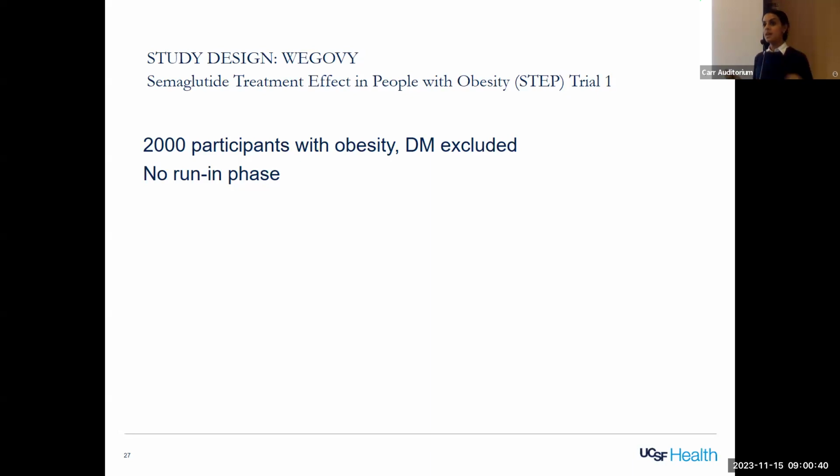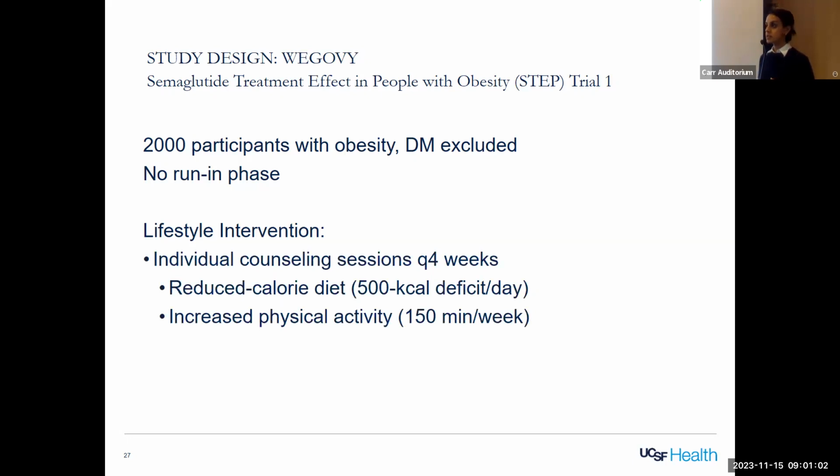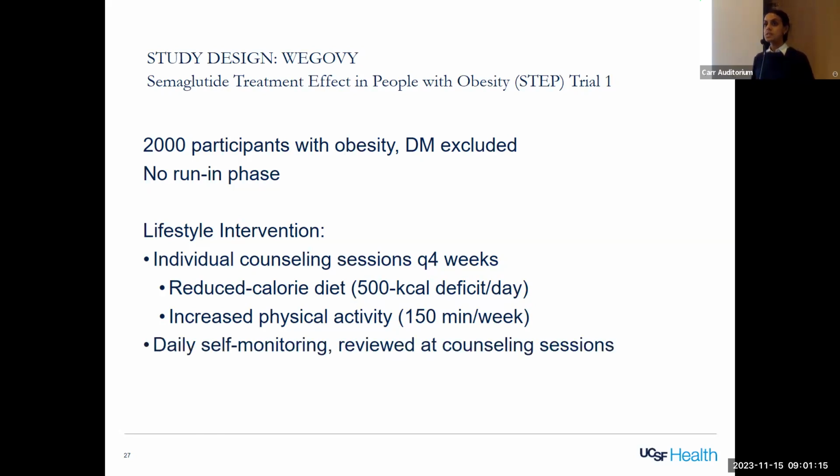However, in the STEP trials, they opted not to do that. So everybody who joined the study was initially and right off the bat randomized to drug or placebo. So there was no criteria to show that you could lose weight through lifestyle change first. However, there still was a significant lifestyle intervention component in the study design. So individuals received counseling sessions once a month. They were advised to be on a reduced calorie diet, 500 calorie deficit per day from their baseline. They were counseled on increasing activity about 150 minutes a week, and they engaged in some form of daily self-monitoring. So something like a food journal or a dietary app. And they reviewed all of this information at their monthly counseling sessions.